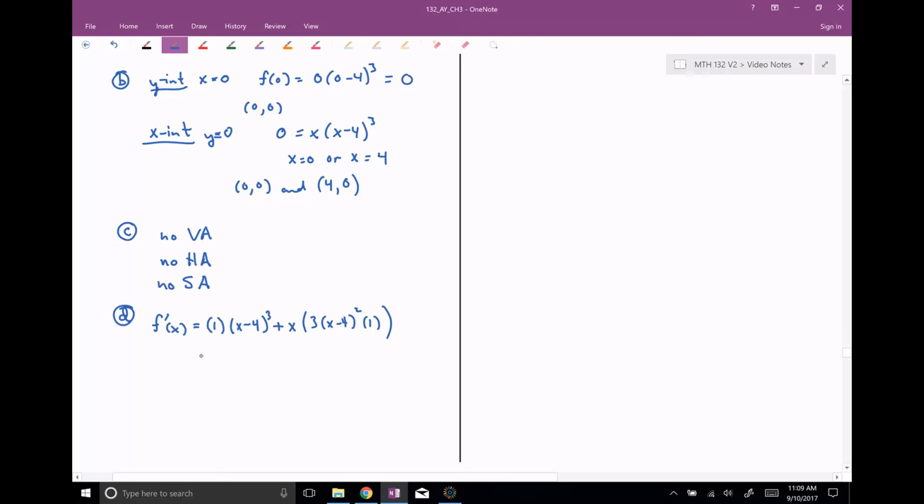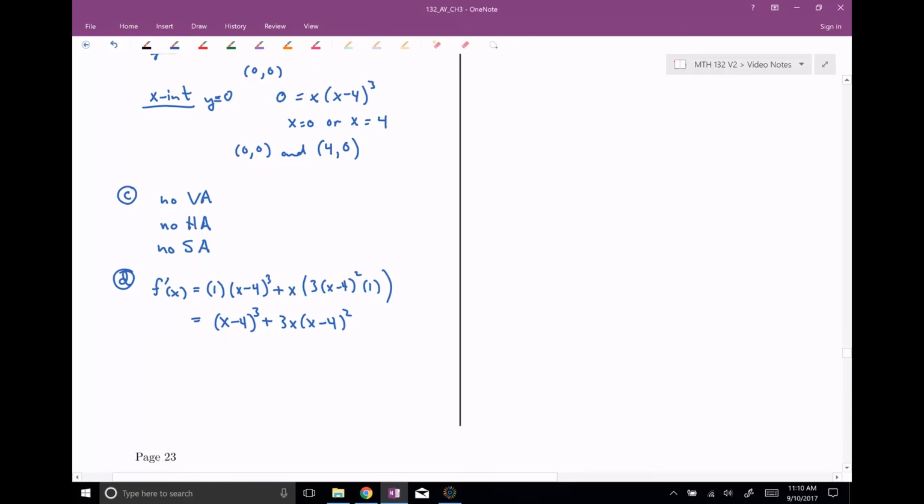Okay, let's go ahead and simplify this a little bit. So we're going to have (x minus 4) cubed plus 3x times (x minus 4) squared. Okay, again, I want to know when is this 0 or when is it undefined, right? Because those are where my critical points are. So I want to find the critical points, and that helps me break up the number line and figure out which pieces are increasing and which pieces are decreasing.